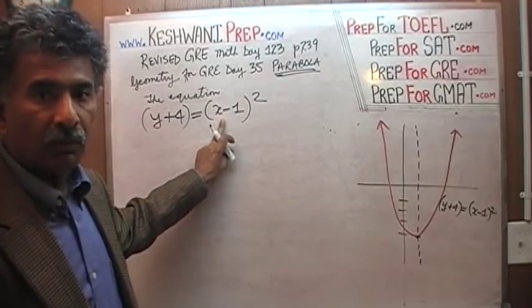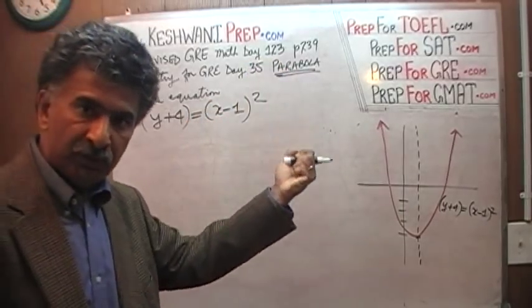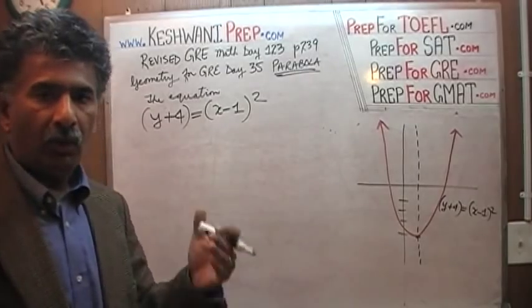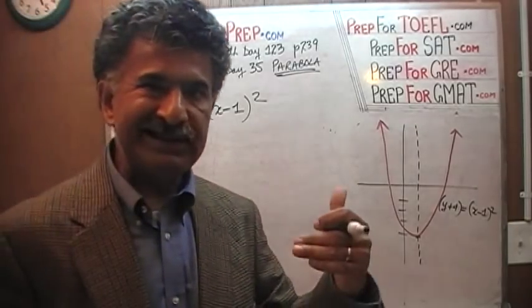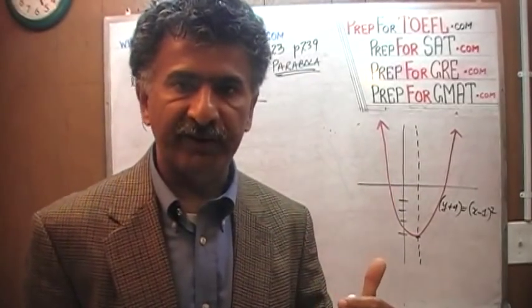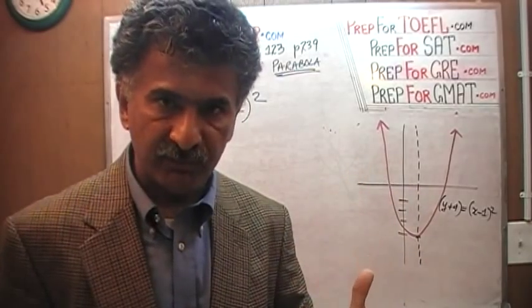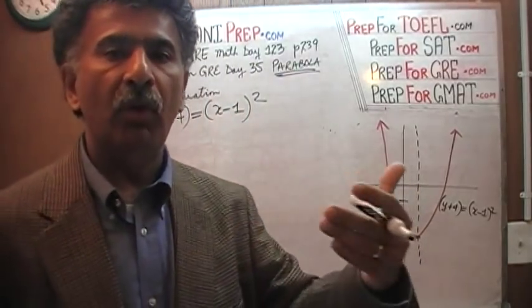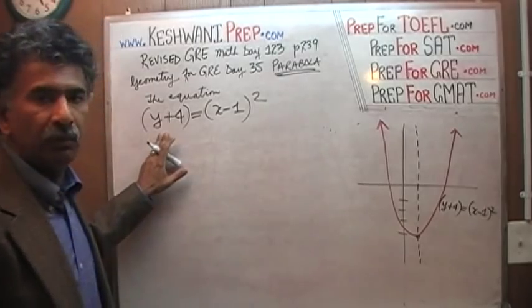Then it evolved more. We picked it up one more time and pulled it down by 4 units, and now all the values of y are going to be 4 units less than before. Therefore, to compensate for the fact that all the values of y are 4 less than before, we have to give 4 artificially. We have to add 4 to the y.